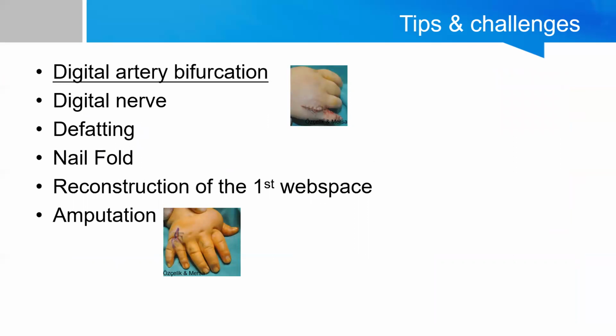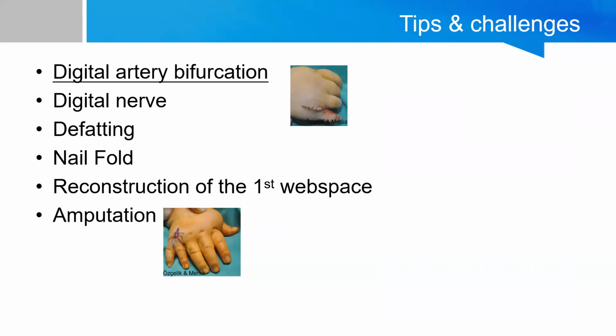Other challenges in syndactyly separation mainly arise from the digital artery bifurcation, which is the main limiting factor of going back with the web recession. Usually one digital artery is enough for the digit to survive. If you are sure that the other digital artery is functioning or normal and you don't need to go for it, you can ligate the artery bifurcation and go further with the web space recession.